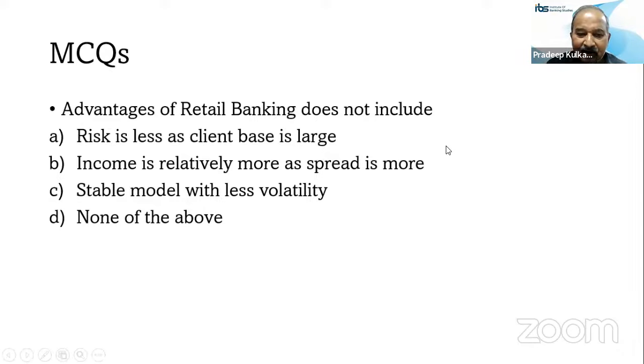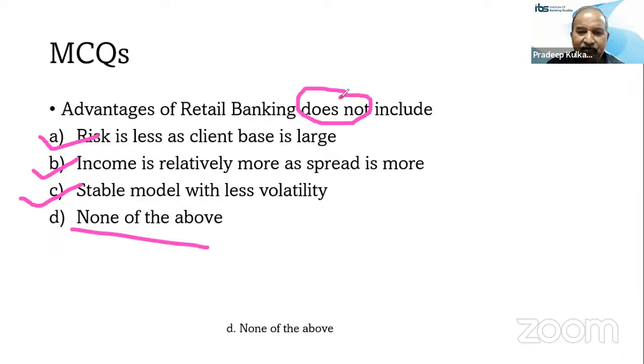Advantage of retail banking does not include. None of the above. Why? Because all are advantages. Risk is less is an advantage. Income is relatively more, as spread is more, is an advantage. Stable model with less volatility. So none of the above.